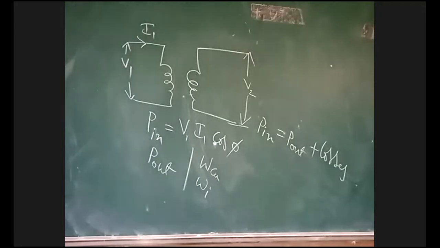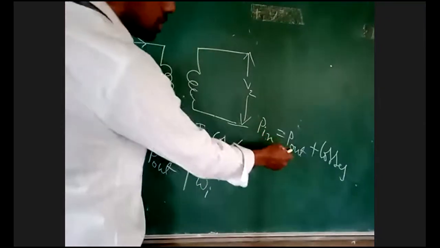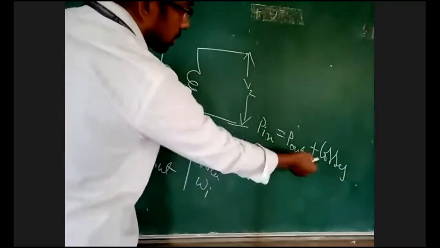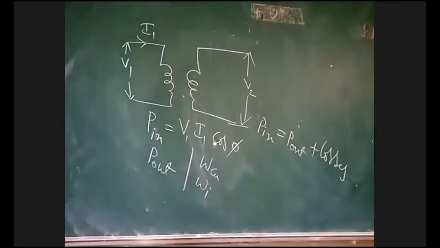Is it okay, what I have written? When you apply the input power, this input power is going to loss across the winding and iron piece plus output power. This is a very important equation. If you add output power plus losses, we'll get the input power.